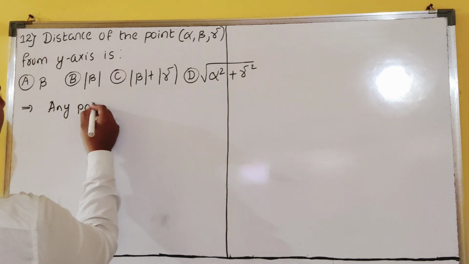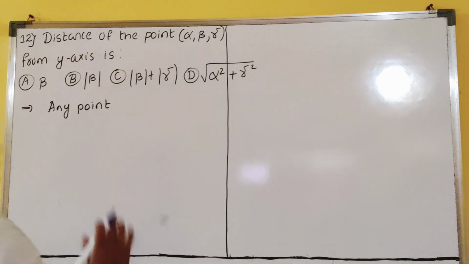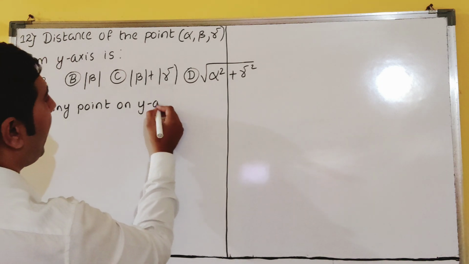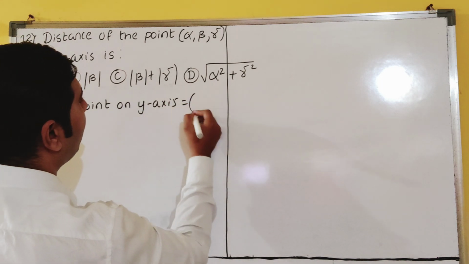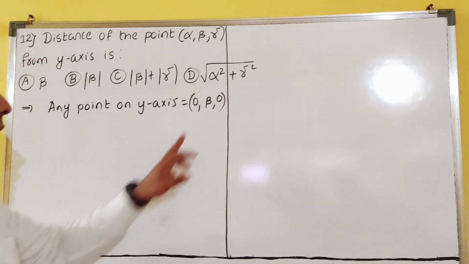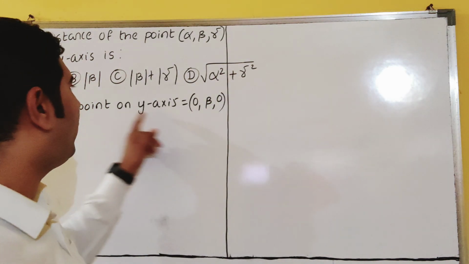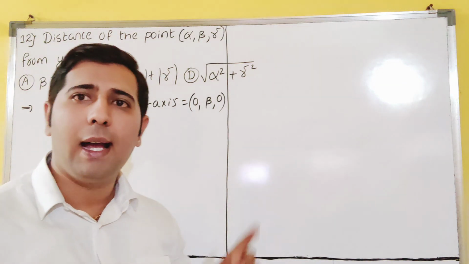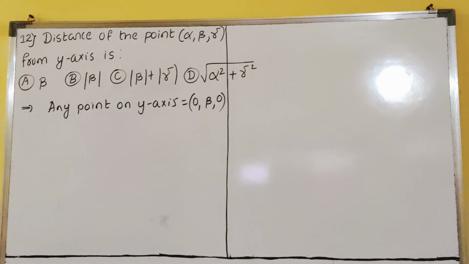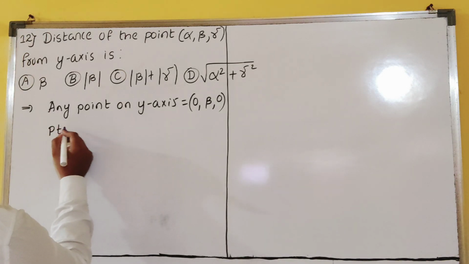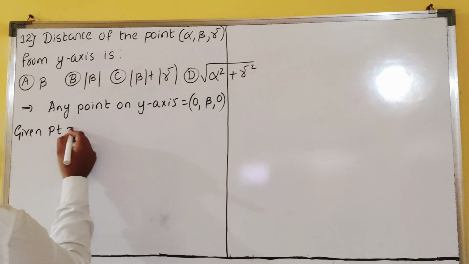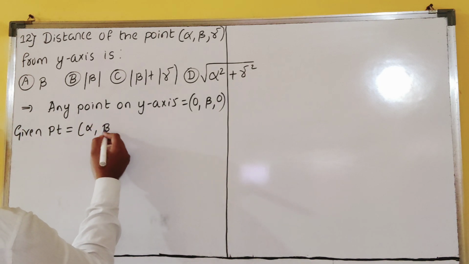Any point on y-axis. They are asking us to find the distance, children. Any point on y-axis, what does it become? Any point on y-axis is 0, beta, 0, dear students. So I have to find the distance between this point and the y-axis. The point is already known to you, the given point is alpha, beta, gamma.